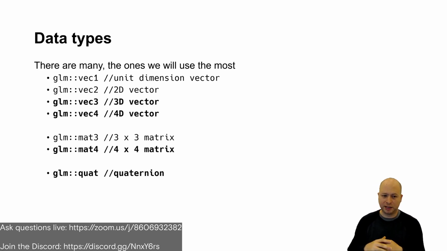There's a lot of different data types that are defined by GLM, but these are probably the more common ones that you'll find yourself using. Vector 1, which is basically a float. Vector 2, 3, and 4. These are 2, 3, and 4 dimensional vectors, respectively. A matrix 3 and a matrix 4. These are square 3x3 or square 4x4 matrices. And then finally the quaternion, or quat, which is used for a lot of stuff, which we'll talk about later in this course.